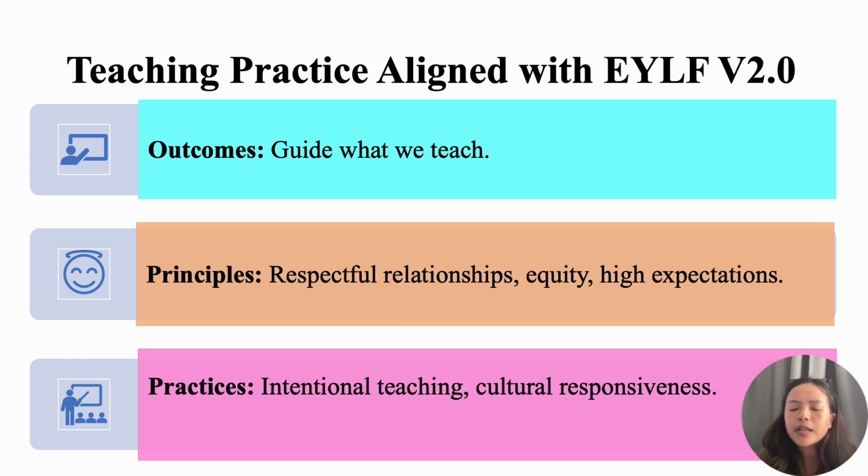The principles remind us to build strong, respectful relationships, have high expectations for all children, and make sure every child is treated fairly. The practices include things like intentional teaching and being responsive to each child's culture and background. We don't just go through the motions, we teach with purpose and thought. Every decision we make should be ethical, inclusive, and holistic. That means we see the whole child and we value every part of their learning and development.